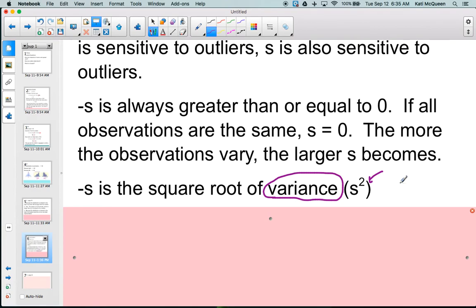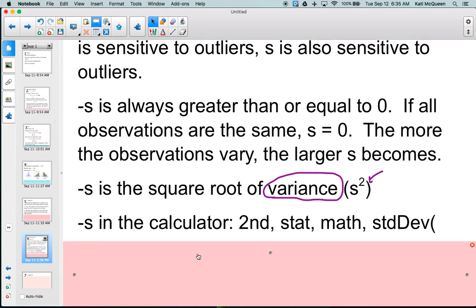I've seen on the AP test in a multiple choice question, they reference variance as opposed to standard deviation. And all you need to know is that S, or standard deviation, is the square root of variance, or vice versa. Variance is standard deviation squared. So you just need to know how to go between the two there.